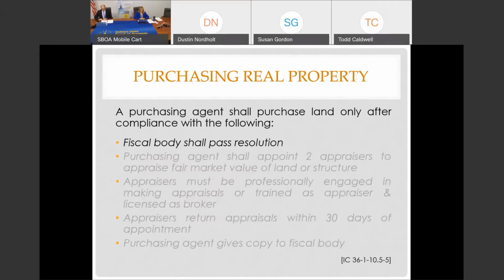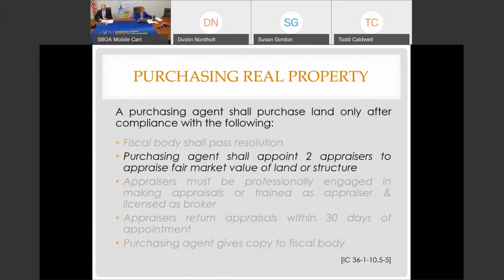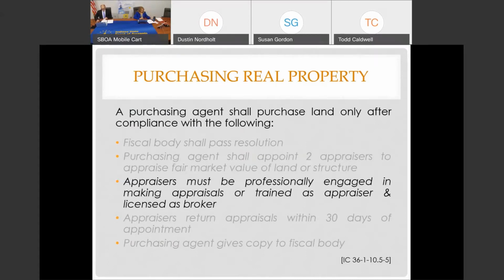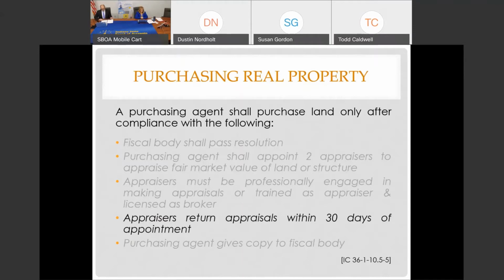First, the council shall pass an ordinance indicating their interest in purchasing specific land or a structure. Next, the purchasing agent shall appoint 2 appraisers to appraise the fair market value of the land or structures. These appraisers must be professionally engaged in making appraisals or trained as an appraiser and licensed as a broker under Indiana Code 25-34.1.